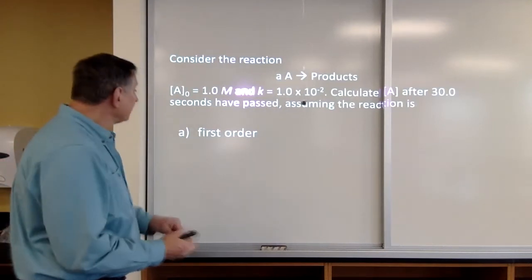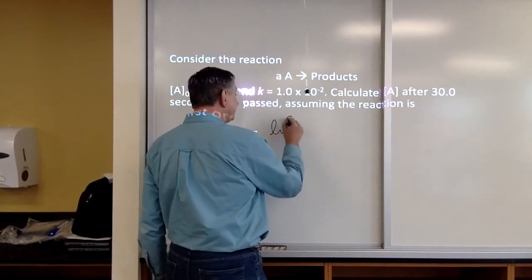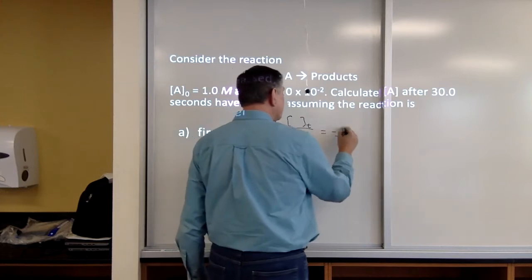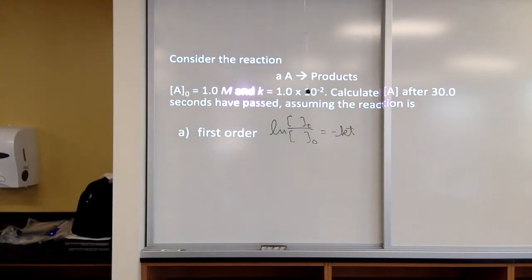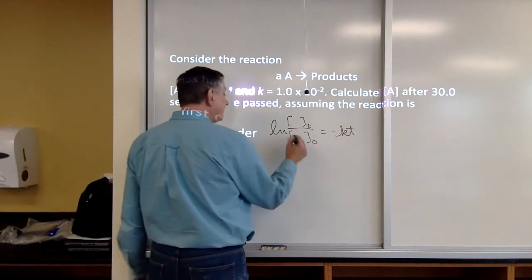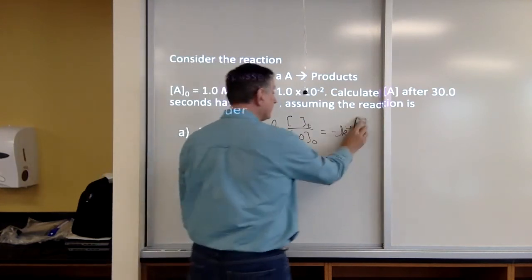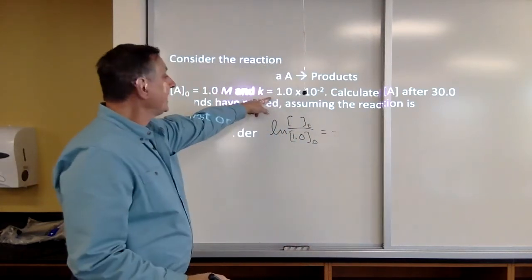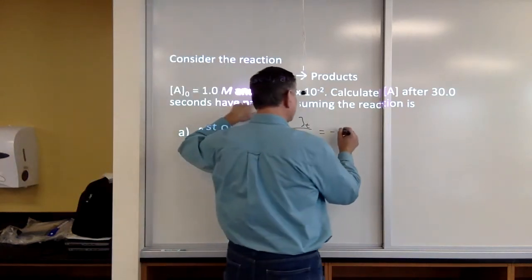All right. So if it's first order, we know that the reaction is natural log of... so we just plug in the numbers. This is 1.0 molar. We have to assume this is reciprocal seconds. 1.0 times 10 to the minus 2.